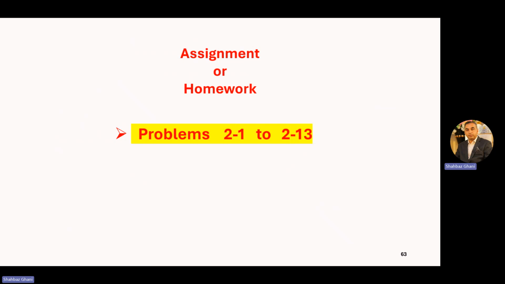Usually I give this assignment or homework to my students: solve problems 2-1 to 2-13. In these problems, you will apply all the formulas which we have studied in this chapter, so we will come to know how to find the operating characteristics of an engine. Lastly, consult the book. So this comes to our chapter 2.